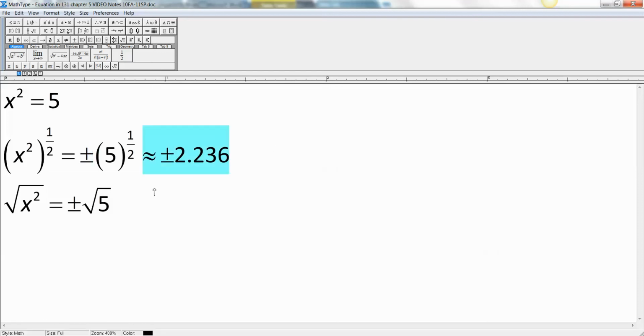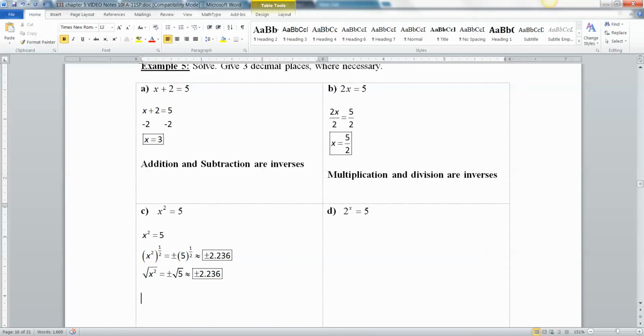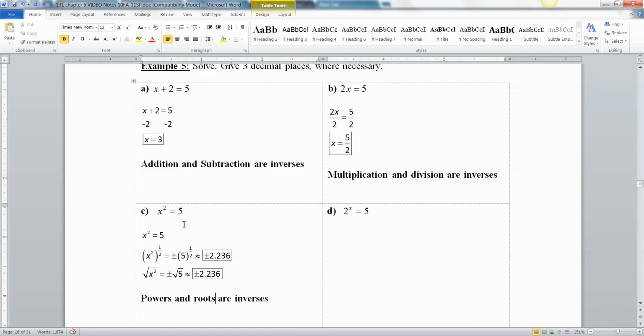But the gist of it is that it works this way because you were able to take the root of both sides. And that means that powers and roots are inverses of each other. Powers is when you take your variable and raise it to a power. That's called a power function, or a power equation in this case.